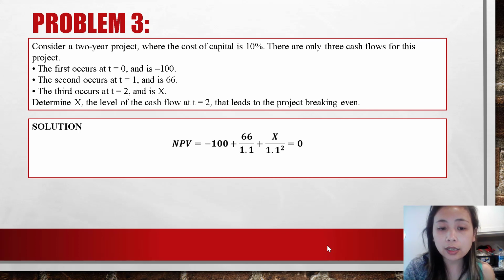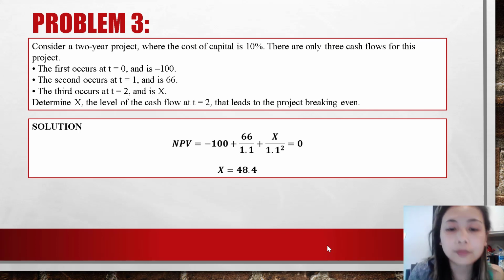And setting the net present value of this project to 0, we solve for x. So x should be 48.4. So the project break-even level of x should be 48.4.